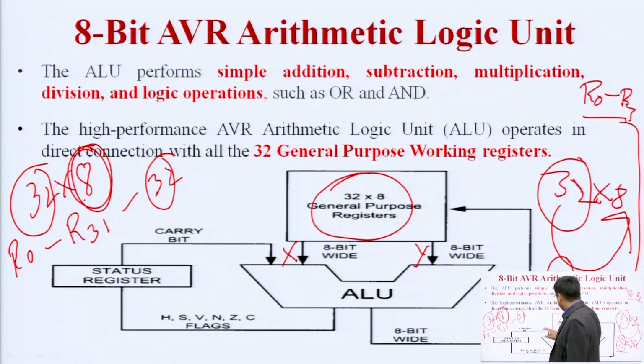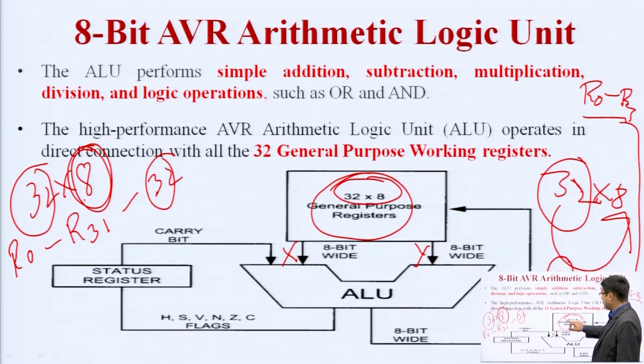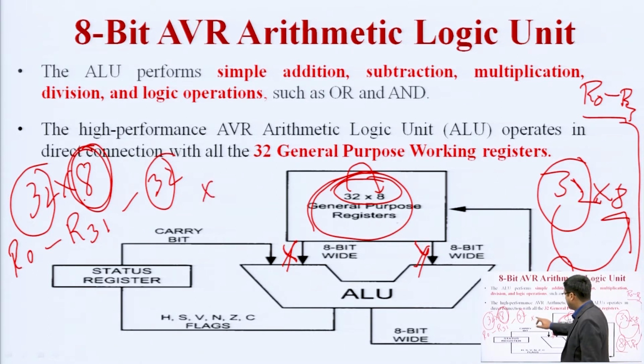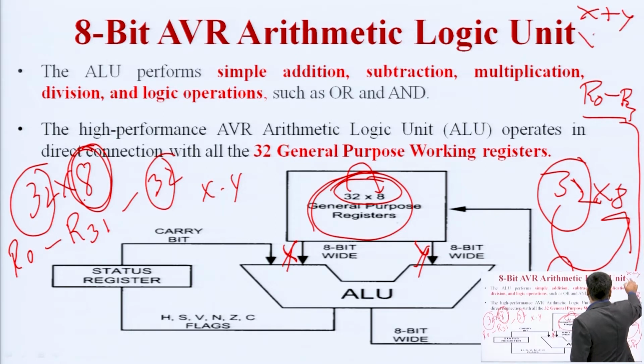So 32 into 8 means 32 general purpose registers and each register is of 8 bits. The data stored in these registers is provided to the ALU. Let us take x and y. The ALU operations are performed on these two inputs x and y, whether it is x plus y addition, x and y, an AND operation, or x divided by y, a division operation.